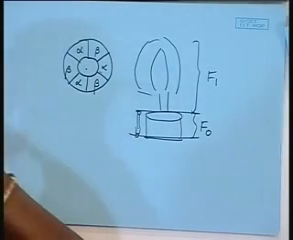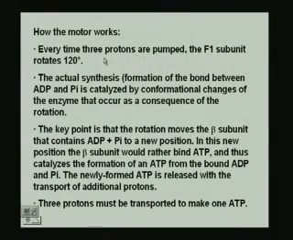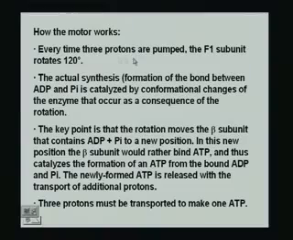Okay. So, we now have a motor that works. Every time 3 protons are pumped, how are these being pumped? They are being pumped by the whole electron carrier system that we just looked at. All these complexes together are going to pump the protons, and for every 3 protons pumped, the F1 subunit rotates 120 degrees.